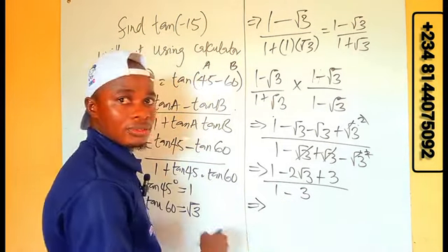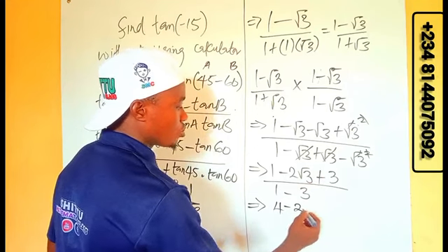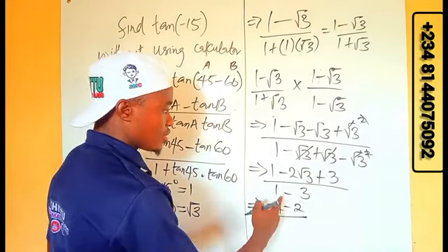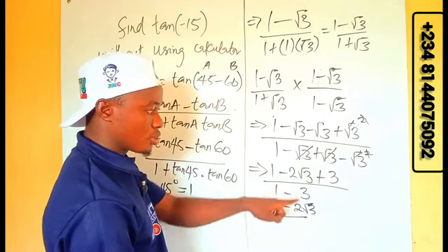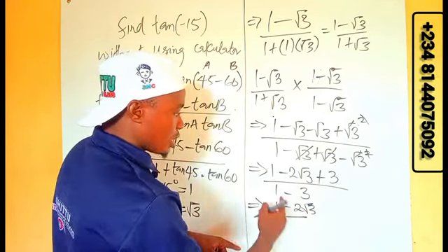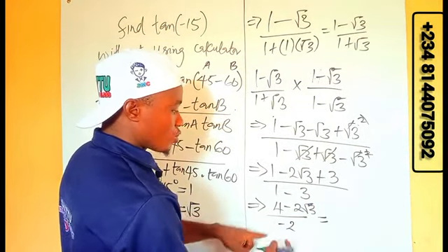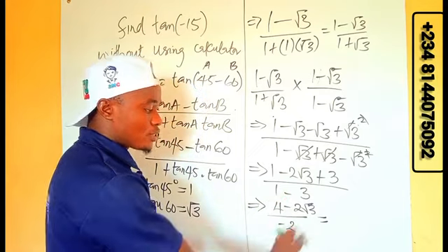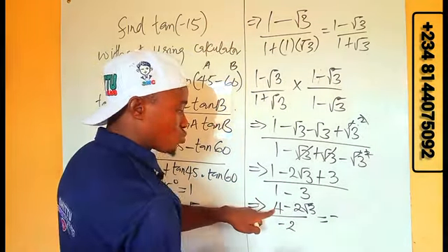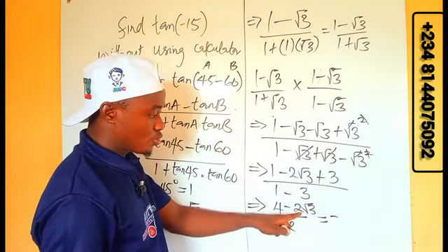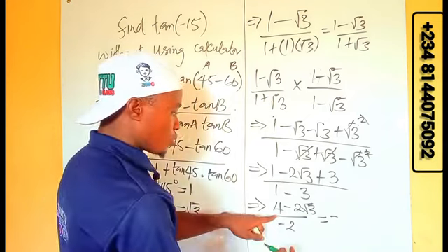Then from there we have 1 plus 3, 4, minus 2 root 3, then divided by 1 minus 3, which is minus 2. 1 plus 3 gives us 4, then 1 minus 3, I have minus 2. So now we can see that we can divide through by 2. We want to reduce it because 4 is here, 2 is here, 2 is here. It means 2 is a common factor.